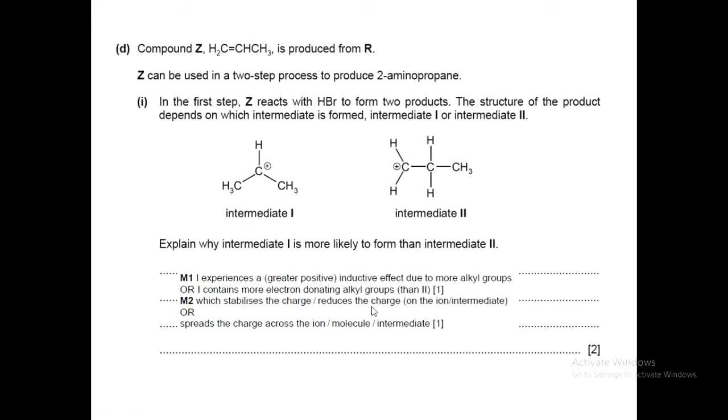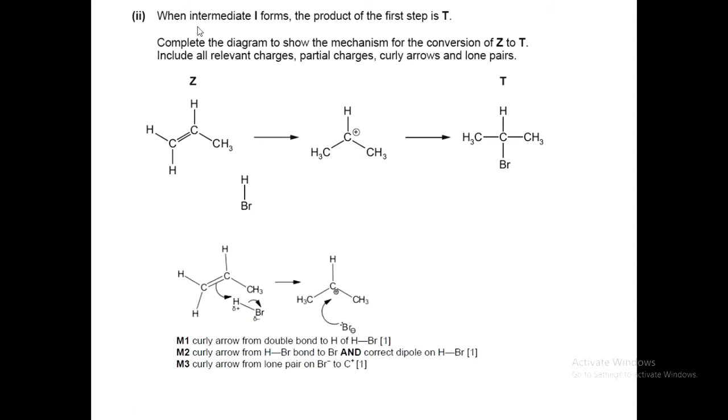You can see the answers also. I have written the answers to attain 2 further marks. In the second part, when intermediate 1 forms, the product of the first step is T. Complete the diagram to show the mechanism for the reaction of Z to T. Include all relevant charges, partial charges, curly arrows and lone pairs.